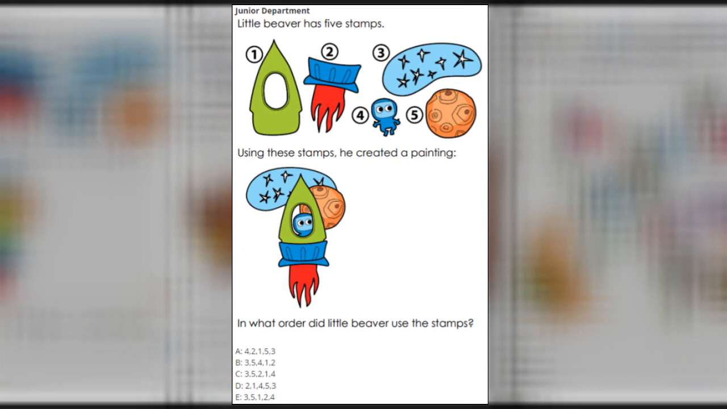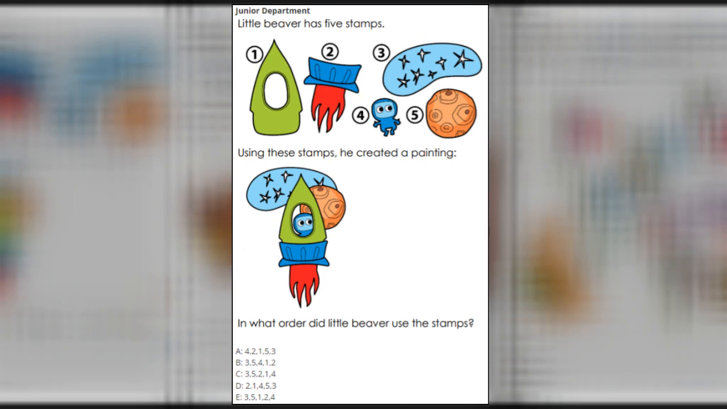So the first one is the junior department challenge. The little beaver has 5 stamps, and we can see the 5 stamps that he has here. Using these stamps, he created a painting. We need to see in which order the little beaver used these stamps. Now we need to think how we can work out which order he used them in. We need to think which stamp would have gone all the way at the bottom.